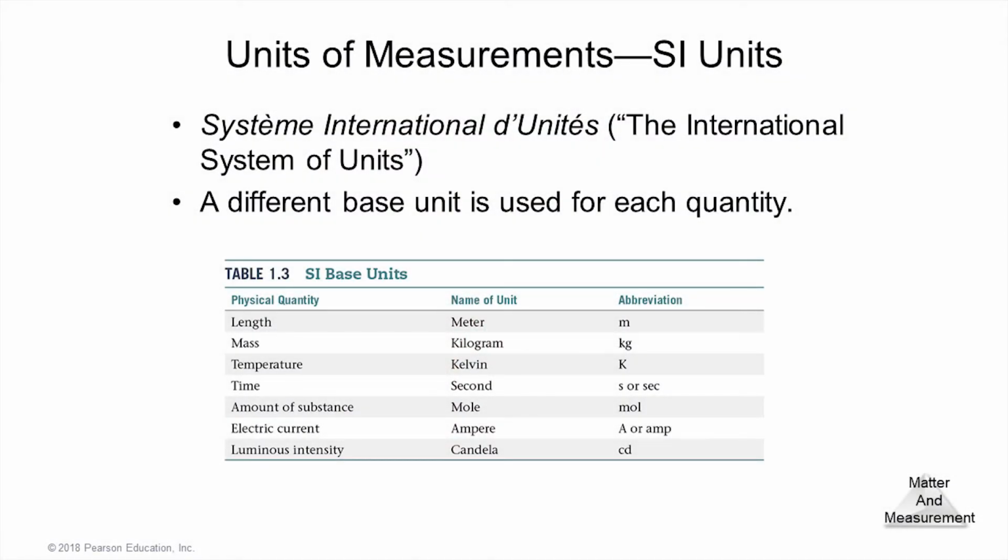Okay, now let's look at the units. There are 2 types: SI units and metric units. Here I'm showing you SI units. Length is meters, mass is kilograms, temperature is Kelvin, time is seconds, amount of substance is mole, electric current is ampere, and luminous intensity is candela.